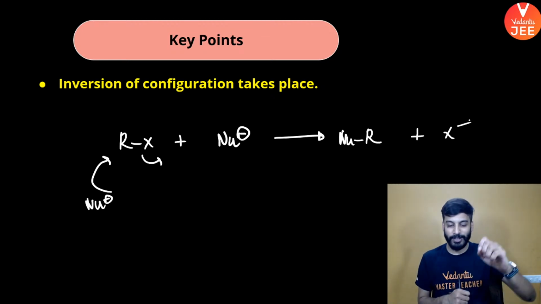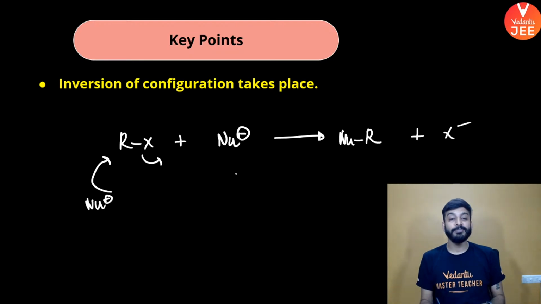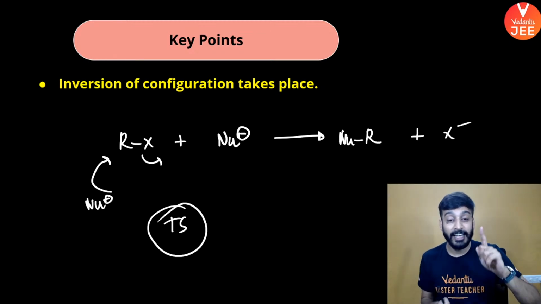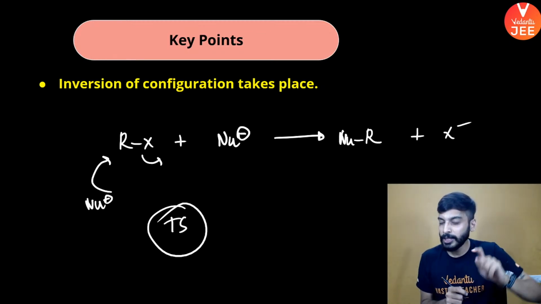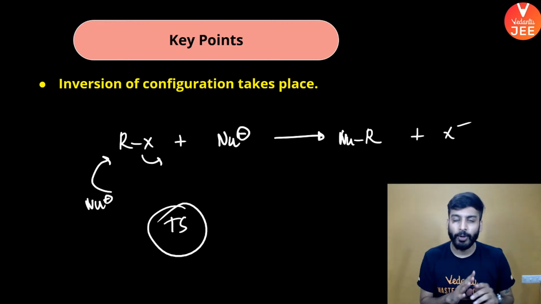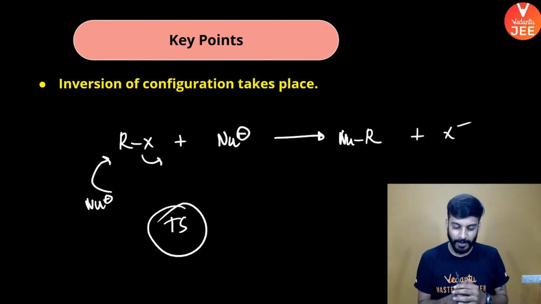Understood? You will always have a back attack because the reaction is passing via TS, transition state, and the transition state has partial negative charge on it. I asked you to make a note of it because I'll give a question and teach you a point about that in the next session.